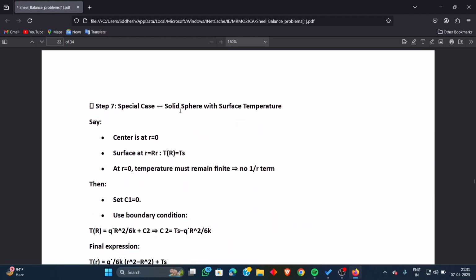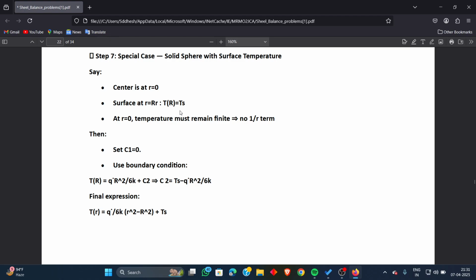Special case again, step 7: solid sphere with a surface temperature. Say the center is at r = 0 and the surface at r = R, with T(R) = Ts. At r = 0, the temperature must remain finite, so the 1/r term must vanish. Set C1 equal to 0.